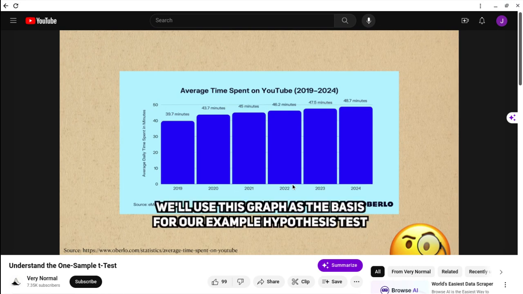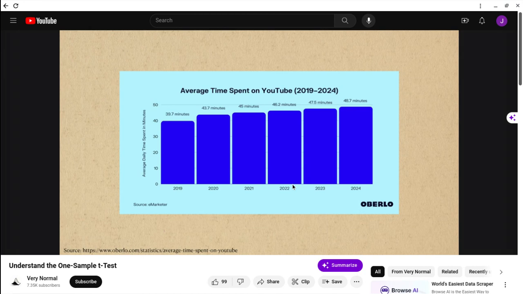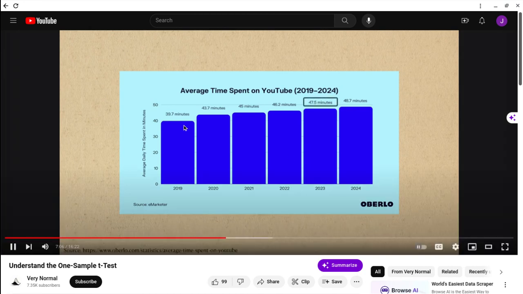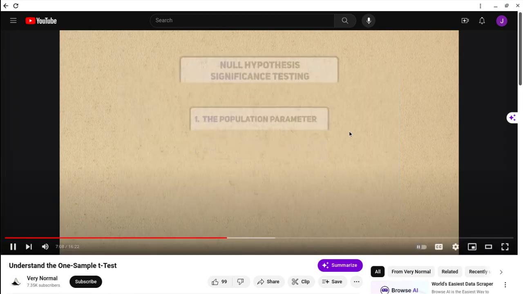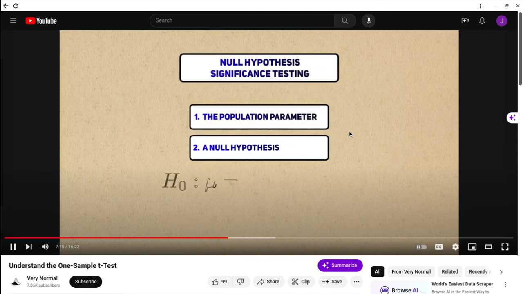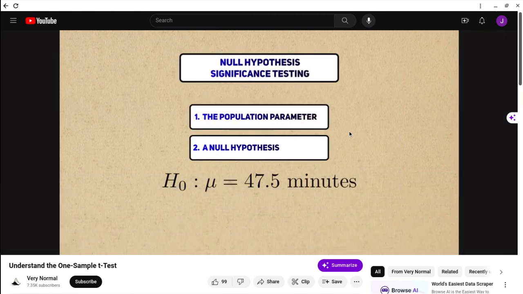So let's collect some data and see if their analysis holds some water. Because we're still in 2023, we'll use their estimate from this year as our null hypothesis. Explicitly, our null hypothesis is that the average watch time a person watches YouTube is 47.5 minutes.